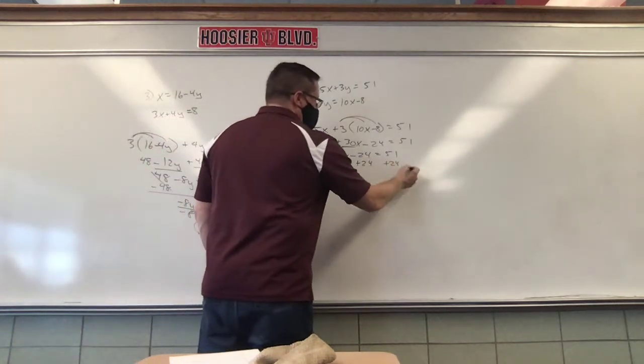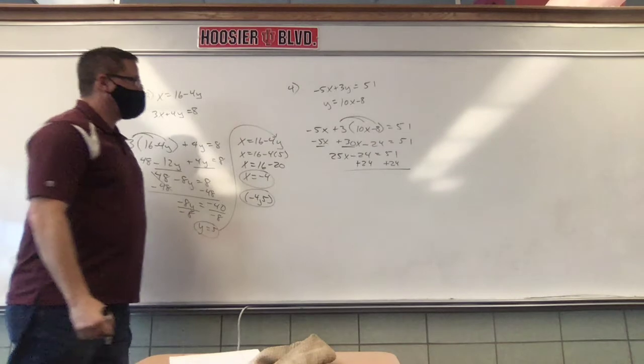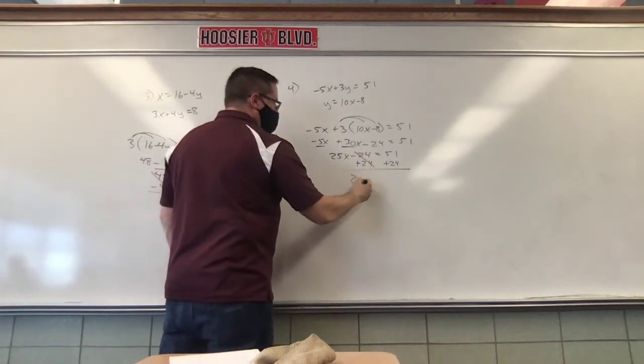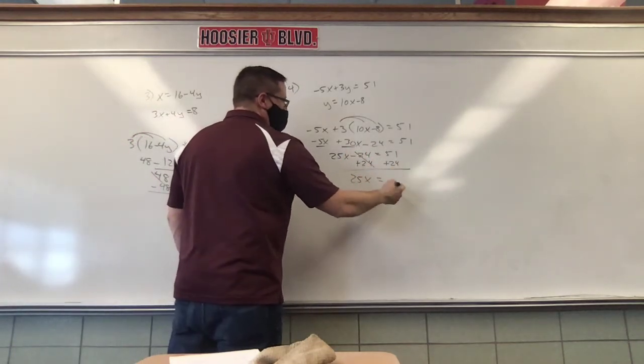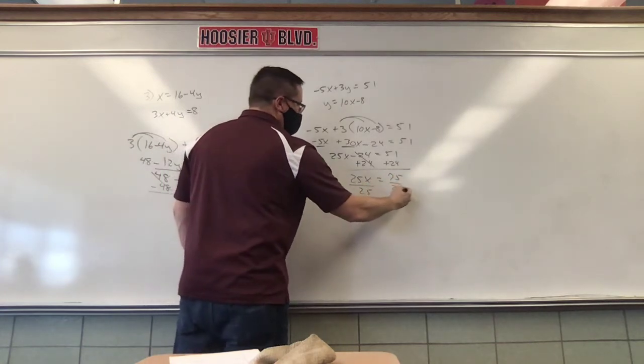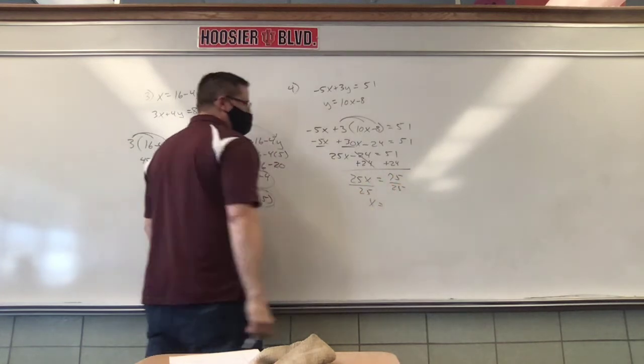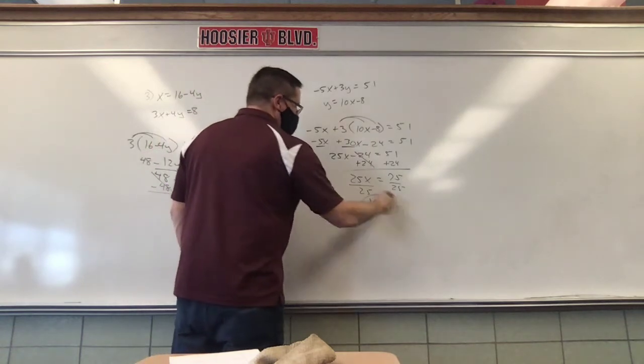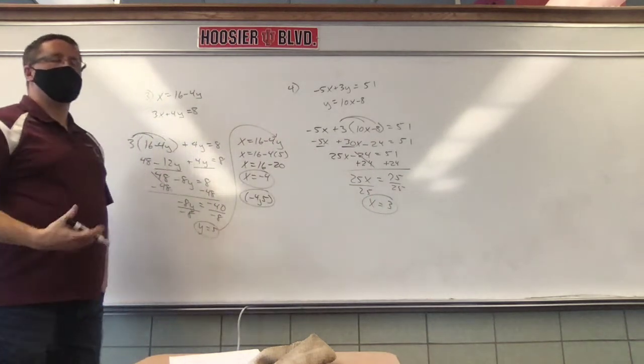Okay, plus 24. These cancel. We're left with 25x equals 51 plus 24, which is 75. Divide by 25. X is, how many quarters in 75 cents? 3. We done? No. We have to find out what y is.